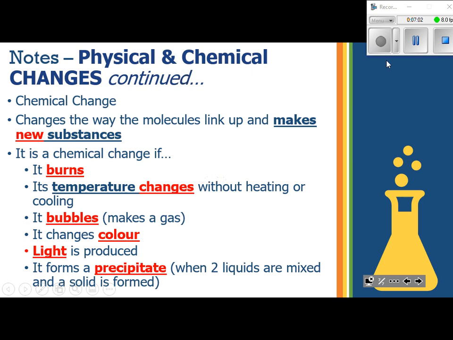Chemical changes change the way the molecules link up and make new substances. Okay, so if I have a chunk of sodium and I mix it with chlorine gas, I get table salt. Okay, so, oops, sorry, I get table salt.